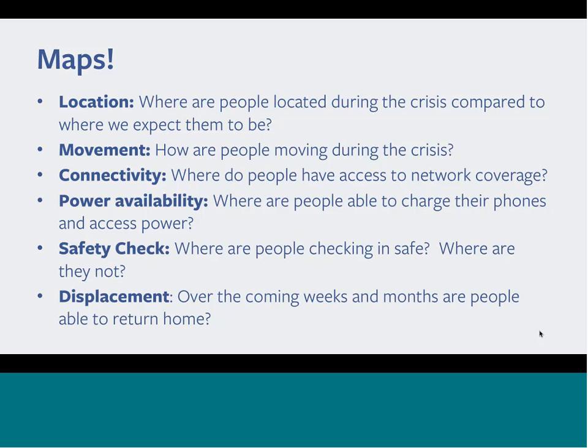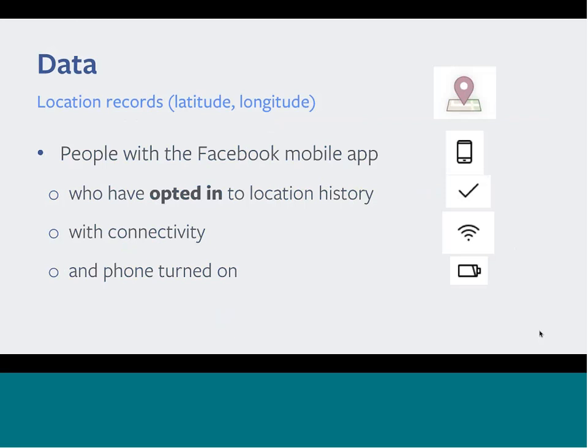And then finally, our displacement map is more of a long-term resource that looks at the city level across the region to see whether people have been displaced from their homes and need to move to different cities, and then follows the data over time, over weeks and months, to see if people are able, having been displaced, to return home. So those are the 6 map resources that we provide.